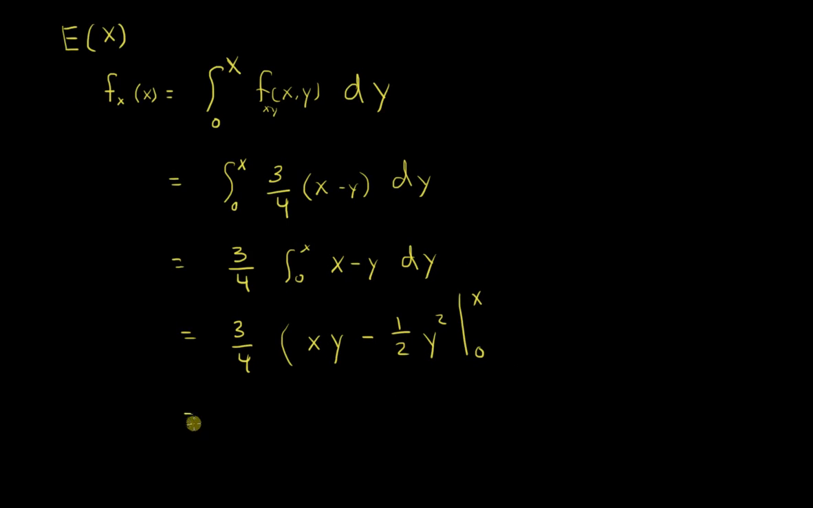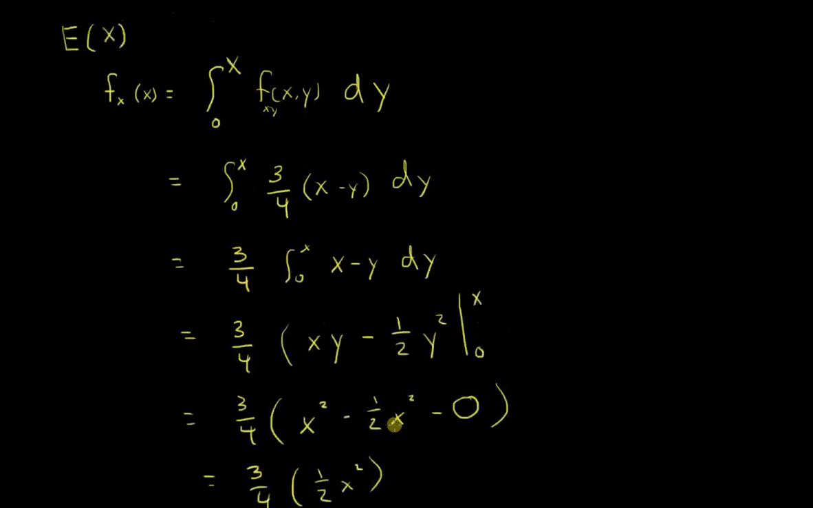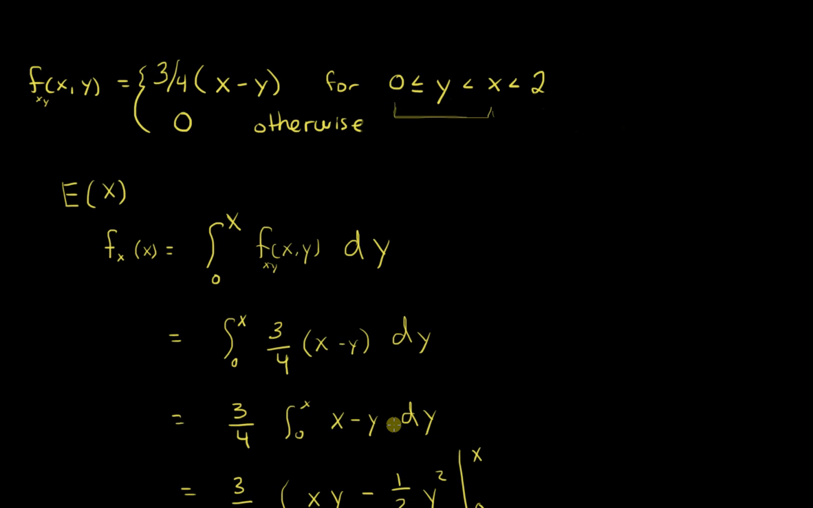So I'll have 3/4. When I plug in x, remember I'm plugging in x for y because I just integrated with regards to y. So I'll have x times x, which is x squared, minus 1/2 x squared, minus, when I plug in 0, I'll get 0. So this equals 3/4 times 1/2 x squared, which is 3/8 x squared. That's the marginal distribution of x.